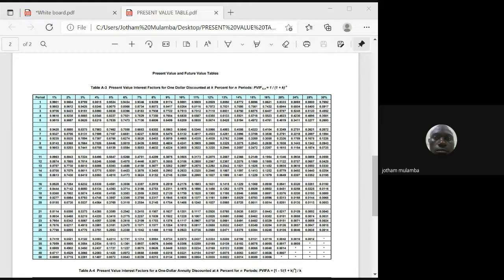Another source? Class, you only know of this: 1, 2, 3, 4, 5, 6, 7. You only know of 7 sources. Any other source?